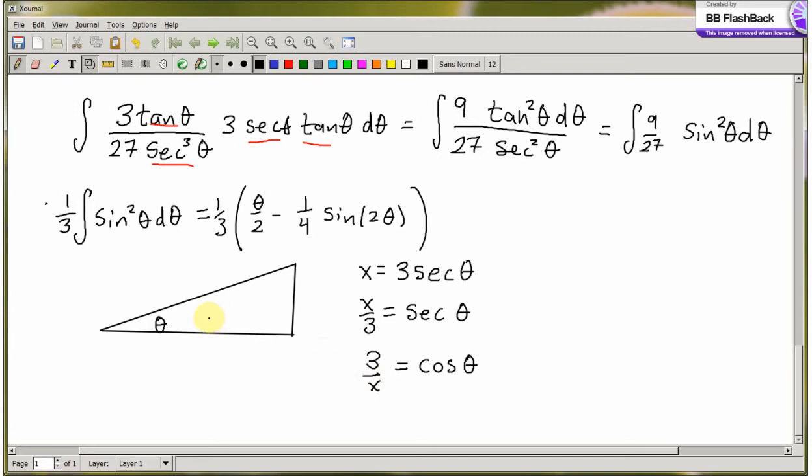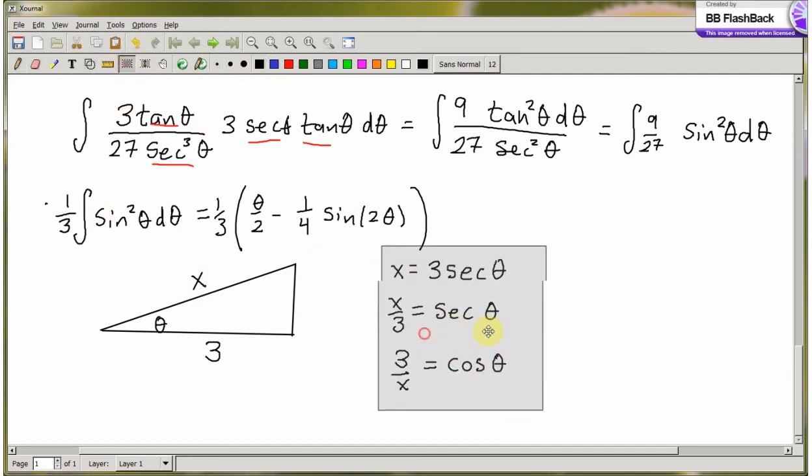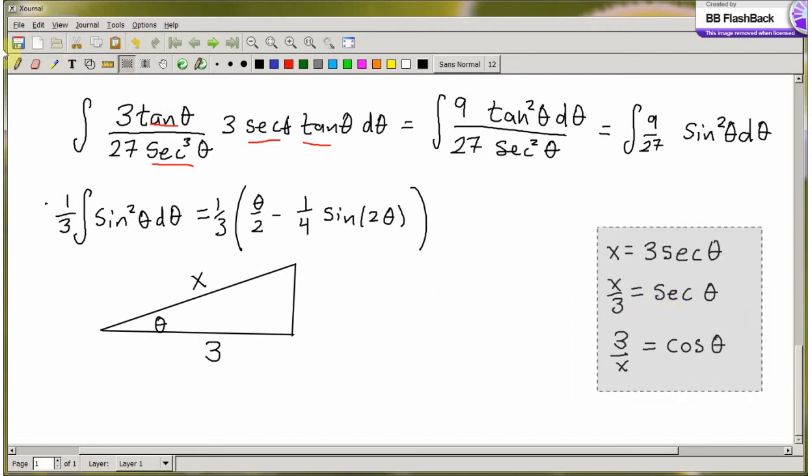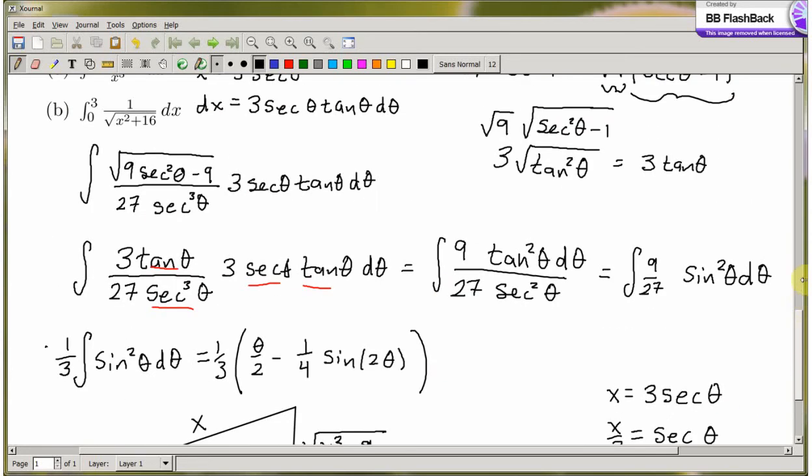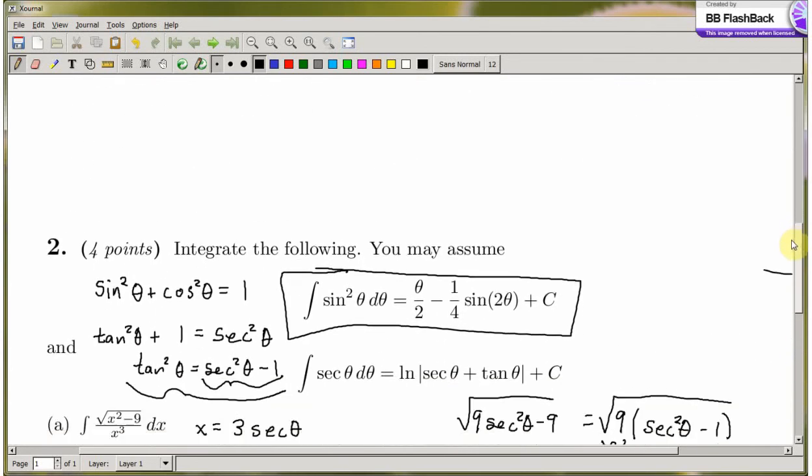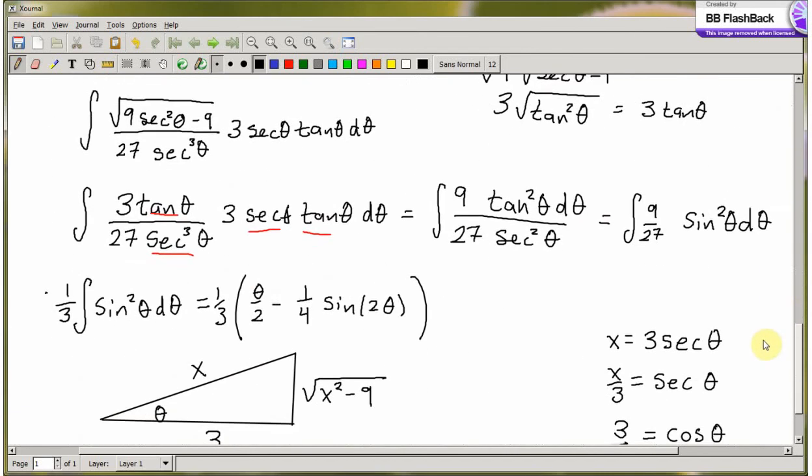So remember, cosine is adjacent over hypotenuse, so I can fill these in. Alright, I wish that thing was a little further over to the left. So this must be, just by the Pythagorean Theorem, the square root of x squared minus 9. Okay, so I've got that stuff, that's fine.